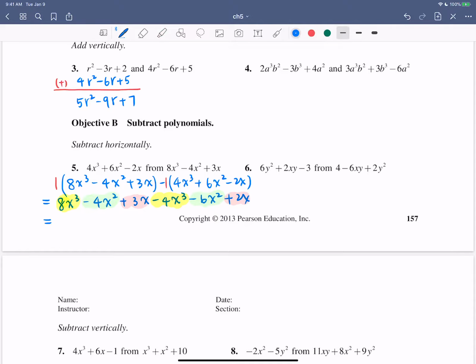Let's combine like terms. 8x cubed minus 4x cubed, that gives you 4x cubed. Negative 4x squared minus 6x squared, that's negative 10x squared. Plus 3x plus 2x, that's plus 5x.